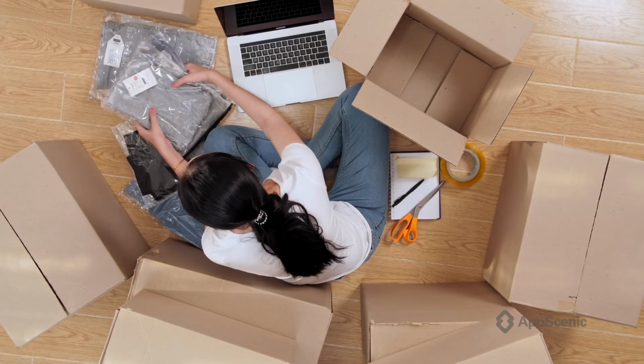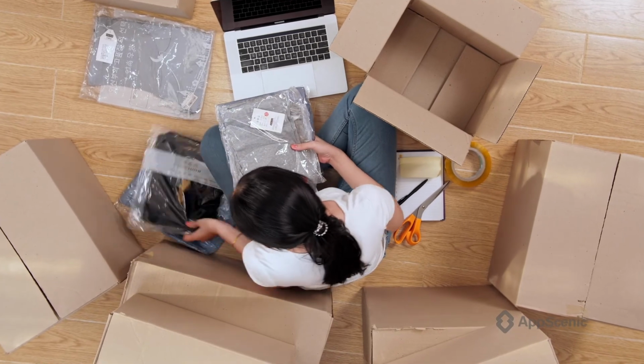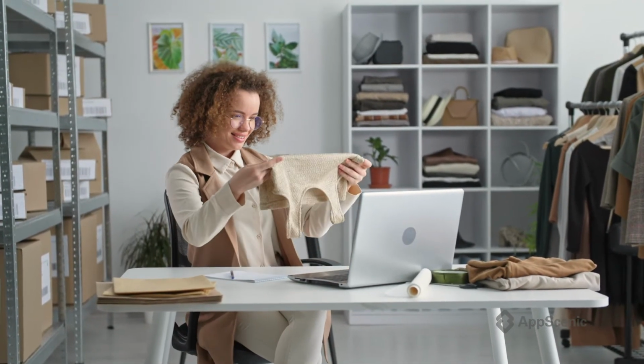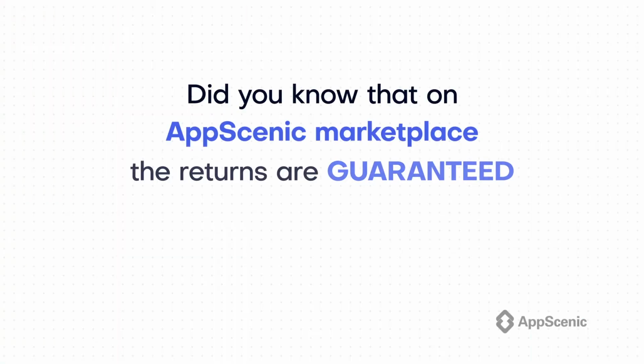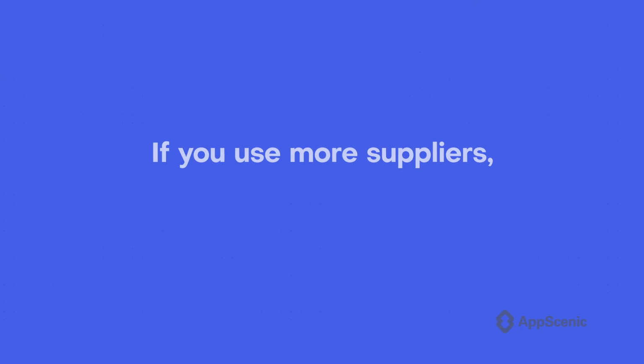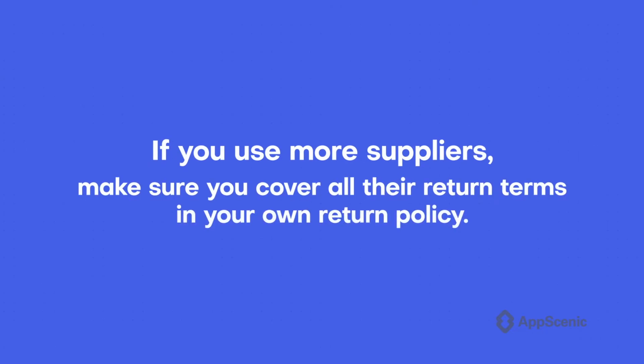It's easier when you have a store built around only a couple of products or maybe a small niche, and it gets more complicated to create a return policy when you have a general store with hundreds or even thousands of products, especially if you use more than one supplier. Also, did you know that on AppScenic Marketplace the returns are guaranteed, as payments are escrowed between you and the suppliers? If you use more suppliers, make sure you cover all their return terms in your own return policy.